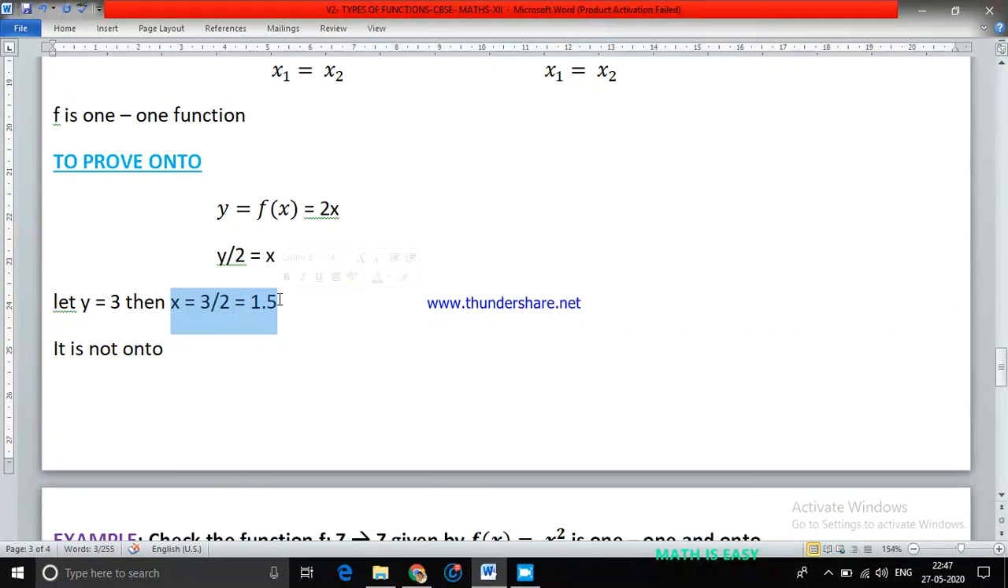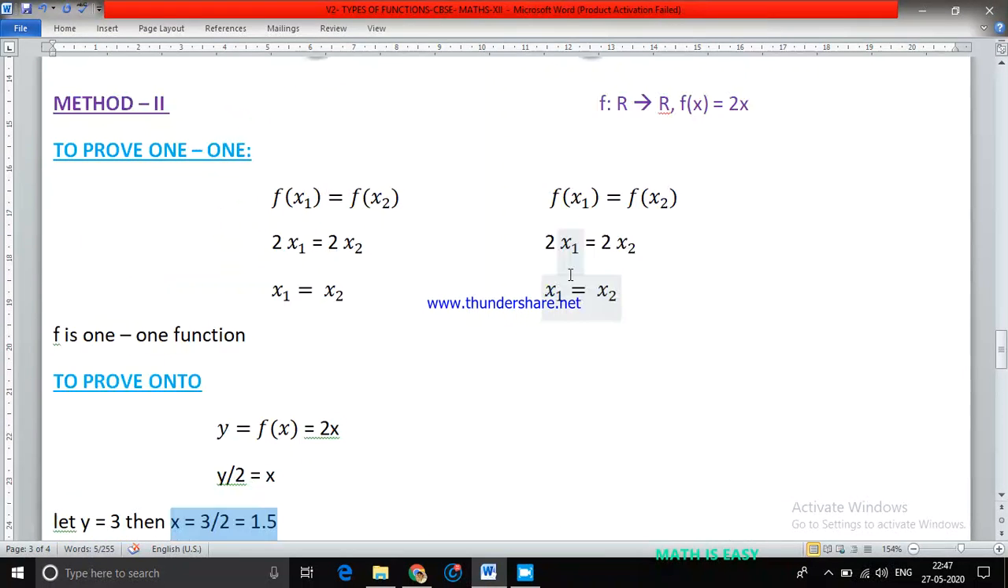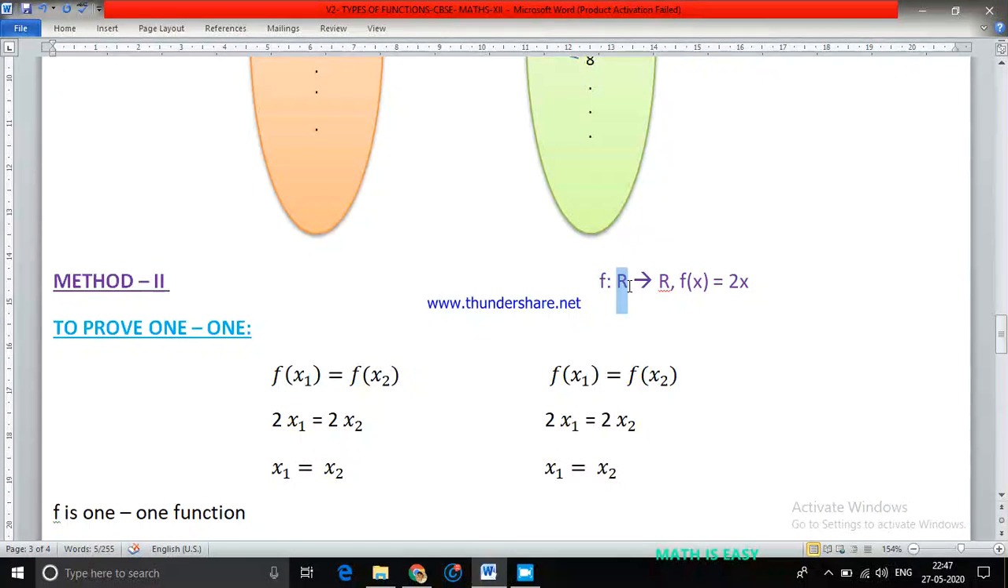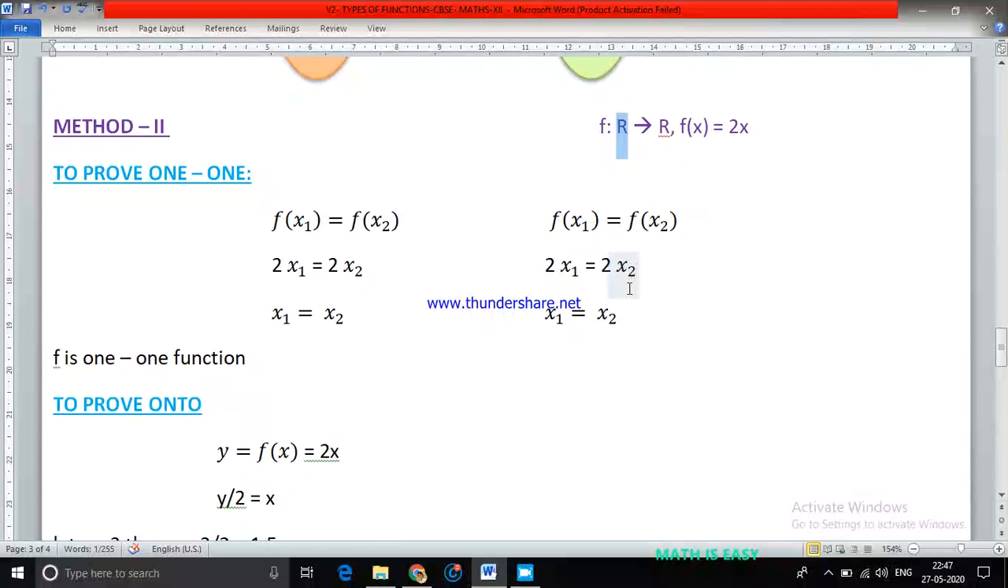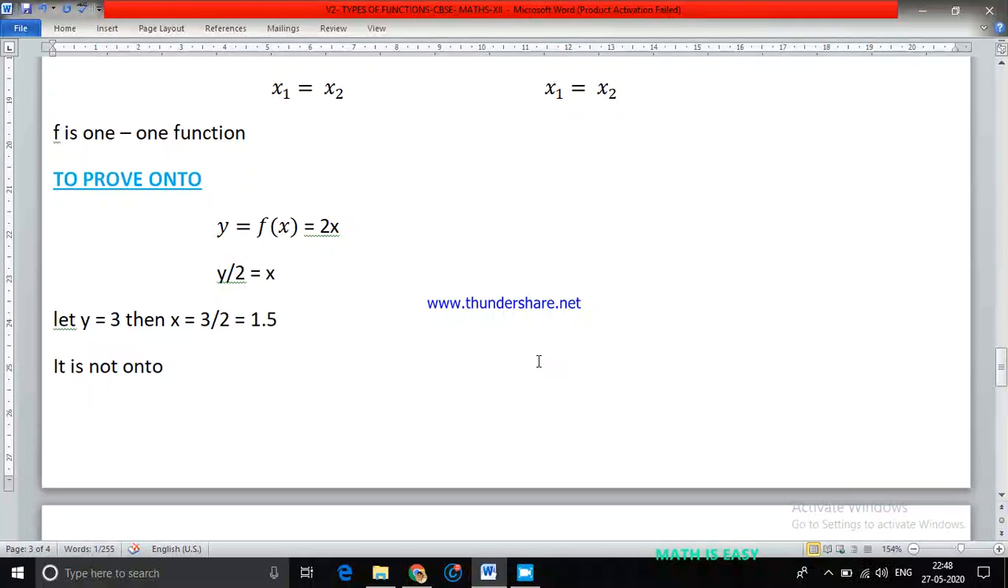Then what do you get as x value? x equals again 1.5, and the x value is coming from the first set. Do you think 1.5 is a real number? Yes, 1.5 is a real number. 3 by 2 is a real number. Real numbers include all decimal values, fractional values, irrational numbers, everything. That means you take any y value, any real number, the corresponding x value will always be a real number only. So I can say it is an onto function.